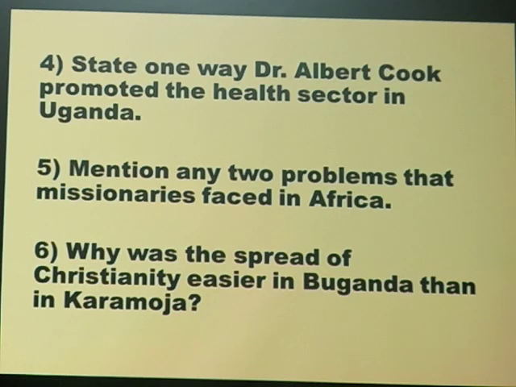Why was the spread of Christianity easier in Uganda than in Karamoja? Children, when we see that aspect, easier is in the second degree of comparison. So we are supposed to use the comparative degree. In our answer, to check if your answer is right, the aspect of Uganda should be seen compared with Karamoja. So why was the spread of Christianity easier in Uganda than in Karamoja?